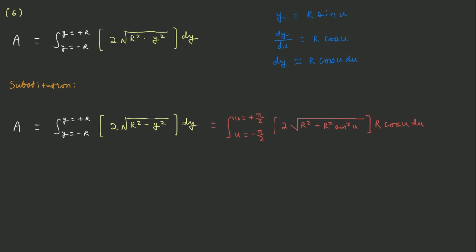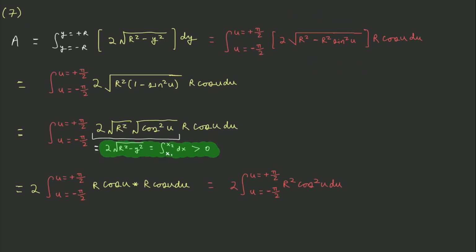So where does all this stuff come from? To begin, we're now integrating with respect to u rather than y. So we need to change our limits of integration to u instead of y. So when y equals positive r, u is equal to positive pi over 2. When y equals negative r, u is equal to negative pi over 2. And again, here we have our 2 times the square root of r squared. We still have that. But y is r sine of u, so this is where we get this r squared sine squared of u, and dy is r cosine u du, and that's where we get this r cosine u du. So now we're going to proceed to the simplification step.